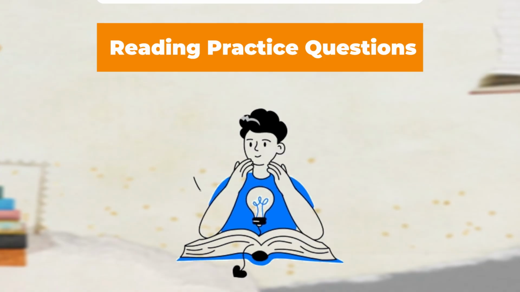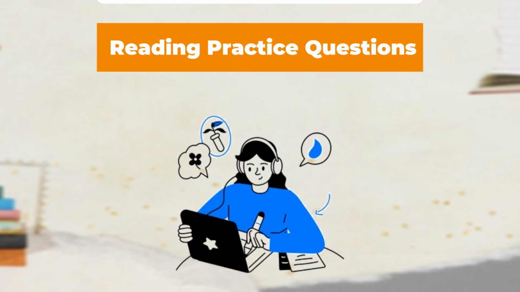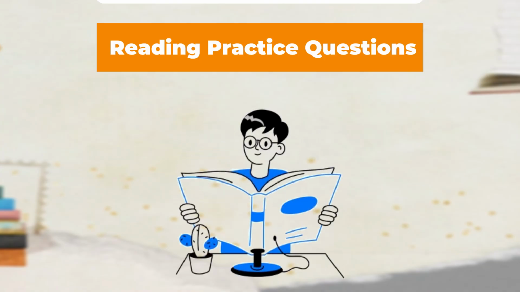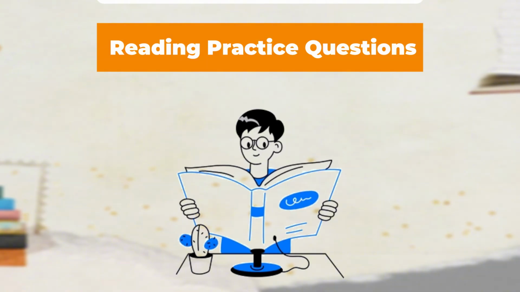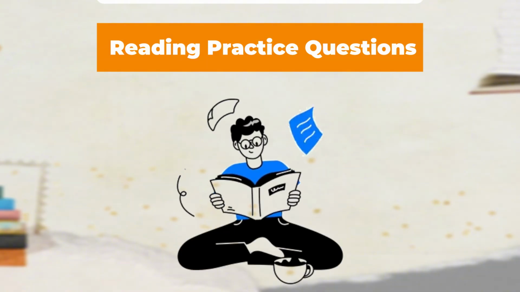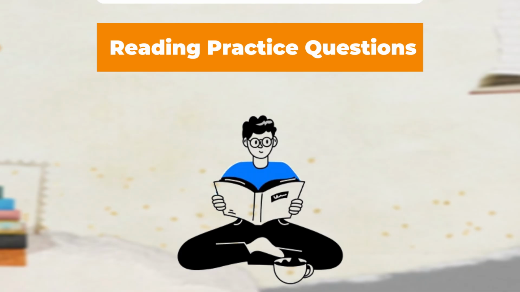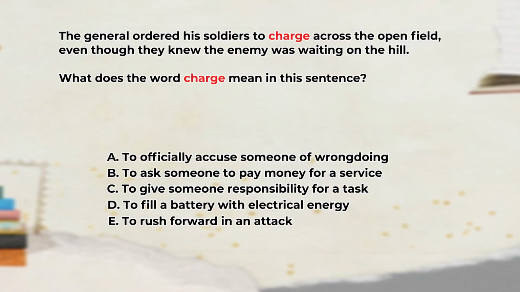The reading test section checks comprehension, vocabulary, literary text, informational text, the ability to understand meaning from context, and more. Let's start with a vocabulary and context question. This question asks about the meaning of the word charge. Charge can have several meanings, so the key is to use the sentence context. Pause the video and choose the meaning that best fits this sentence. The correct answer is E, to rush forward in an attack.